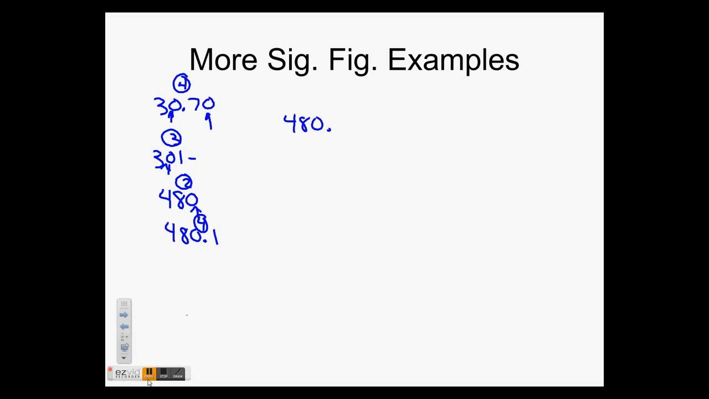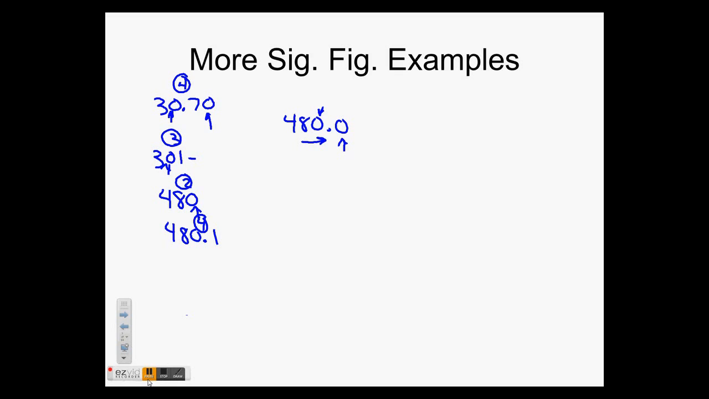What if we had, let's say, 480.0? Well, okay, the 4 and the 8 obviously count. The 0 at the end here, is it to the right of the decimal place? Yes. Is it to the right of a digit that counts? Yes, the 8. It doesn't have to be directly there, so the 0 is to the right of the 8, so it counts.